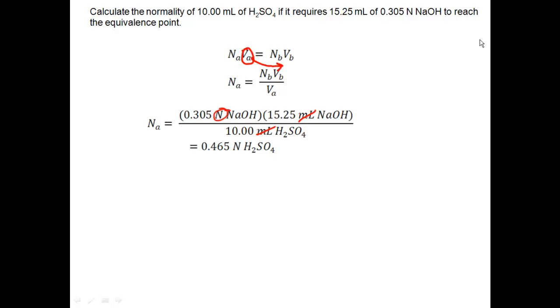And then make sure that you do the correct significant figures. In this case, the 0.305, which has 3 sig figs, is limiting our answer. Since this is all multiplication and division, it goes by the least number of significant figures of the numbers in that calculation.